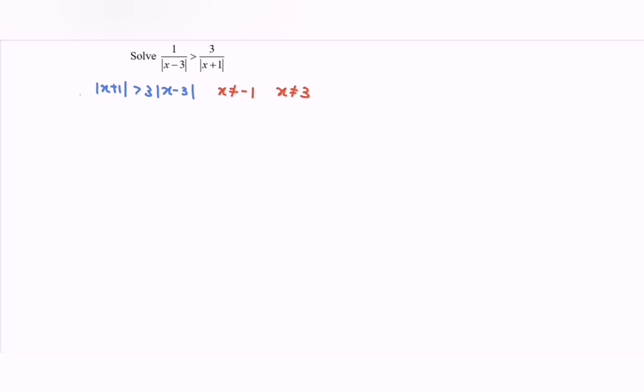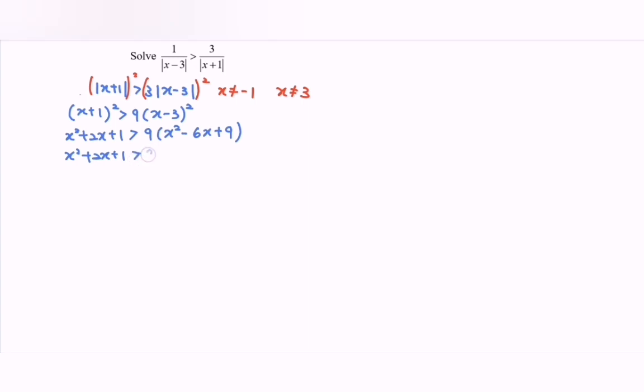So square both sides. If we square both sides, then we will have x plus 1 bracket squared greater than 9 bracket x minus 3 bracket squared. So here we have x squared plus 2x plus 1 greater than 9 bracket x squared minus 6x plus 9. So x squared plus 2x plus 1 greater than 9x squared minus 54x plus 81.